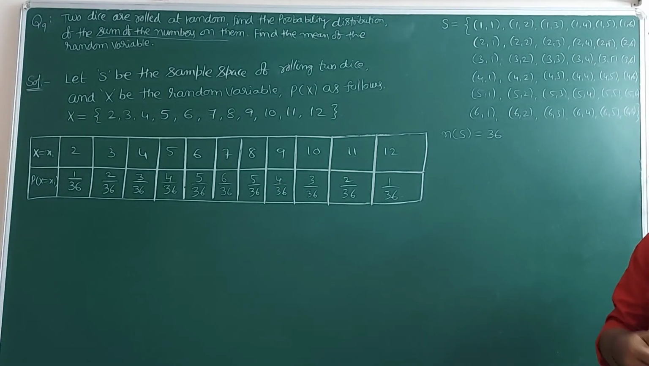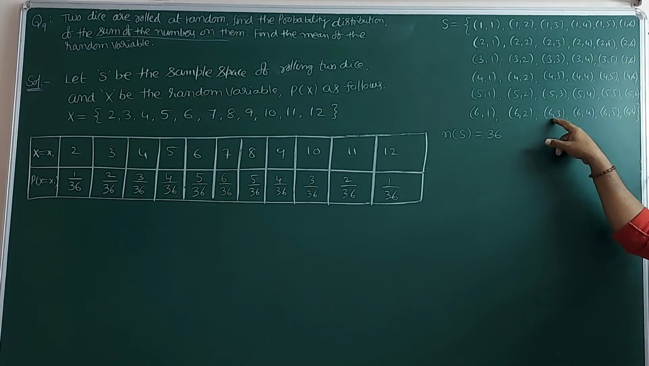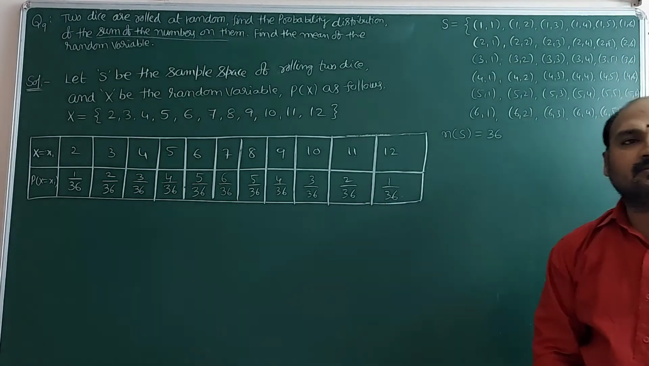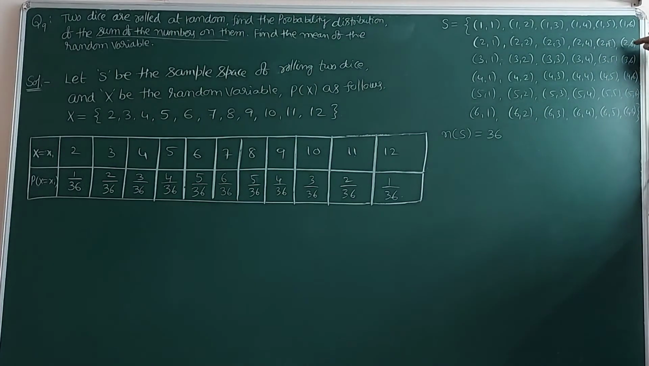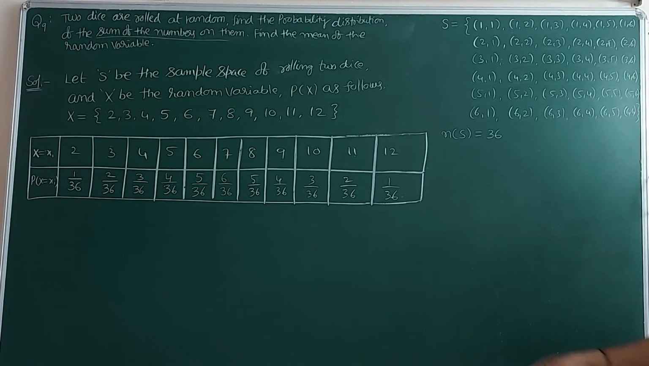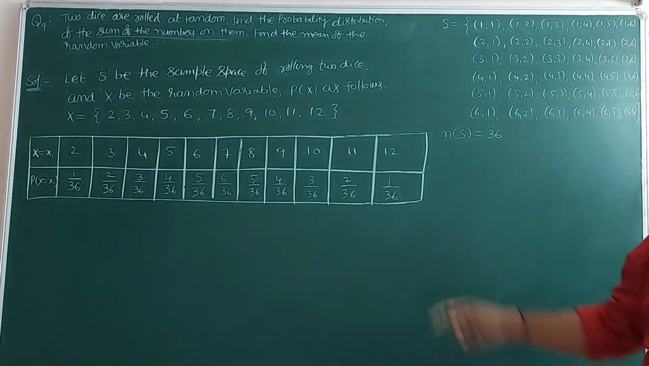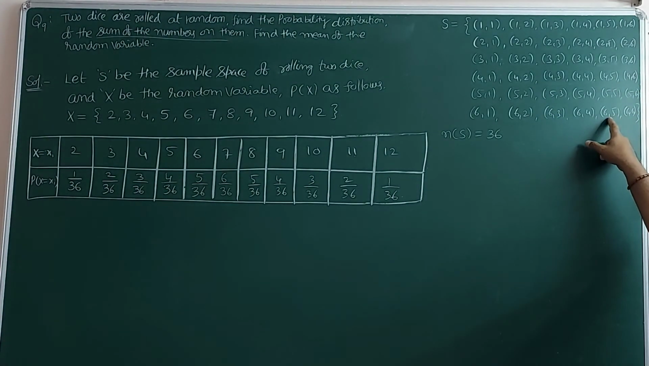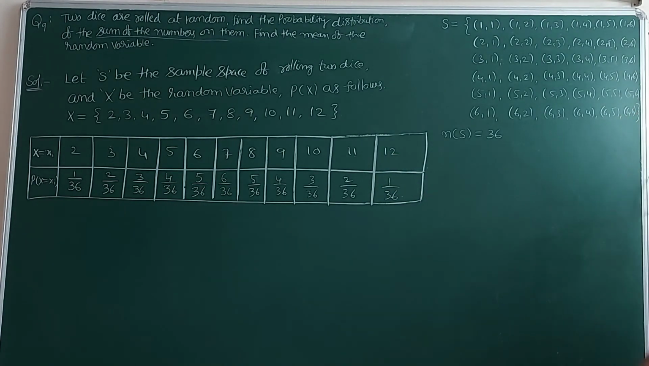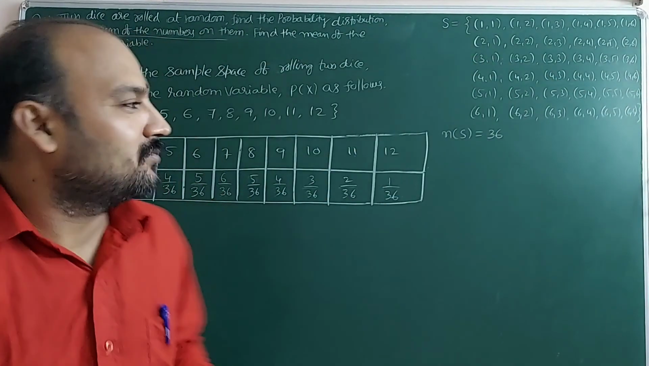Next, 9. The sum of the numbers is 9: 6, 3, 3, 6, 4, 5, 5, 4. For 10, it will be 5, 5, 6, 4, 4, 6, so 3. For 11: 6, 5, 5, 6, so 2. For 12, only 1: 6, 6. I hope you understand now.